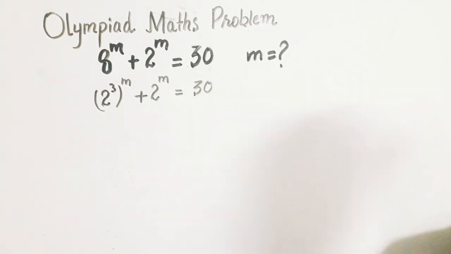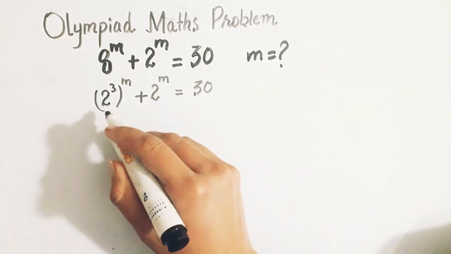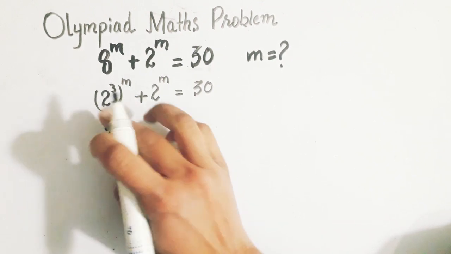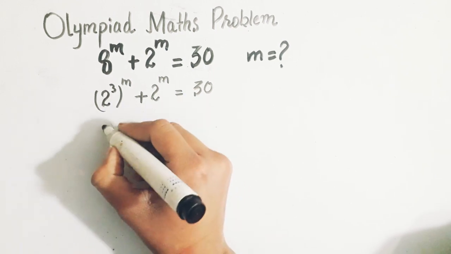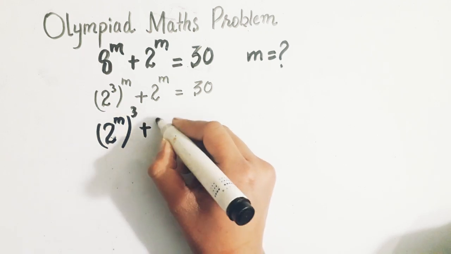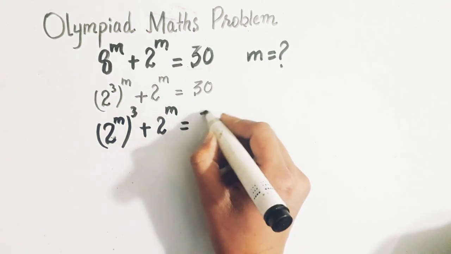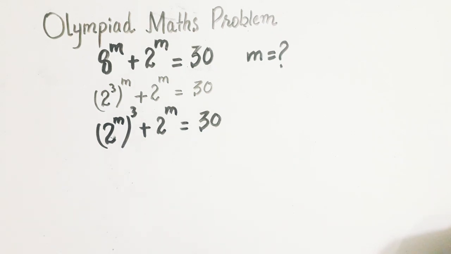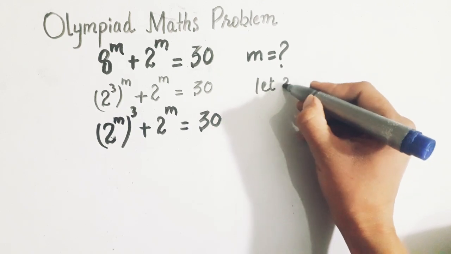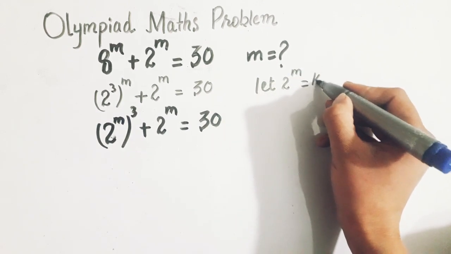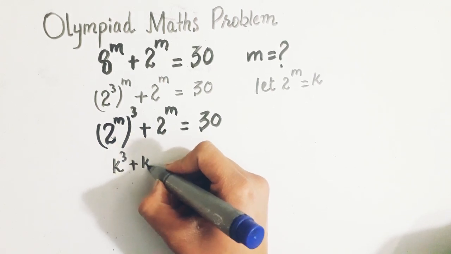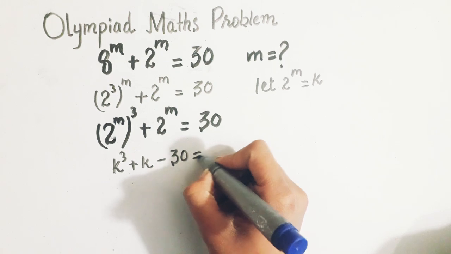Now we will solve this. 2 cube to the power m we can write as 2 power m, and its power is cube, plus 2 power m equals 30. Now make a supposition here. Let us suppose 2 raised to power m equals k. That means k cube plus k minus 30 equals 0.